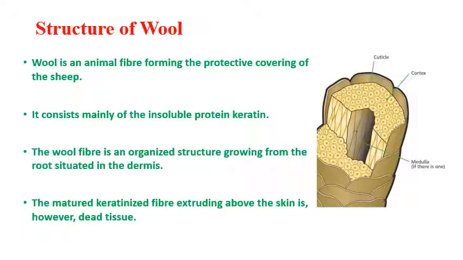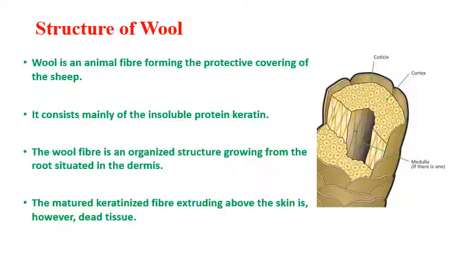Now we will discuss the structure of wool. As I told earlier, wool is an animal fiber forming the protective covering of the sheep. It is basically for protecting the animal from the heat and cold. It's a natural covering. It consists mainly of the insoluble protein keratin. So keratin is a very special kind of protein. It undergoes some kind of modification, and it has very special properties which we will learn later.